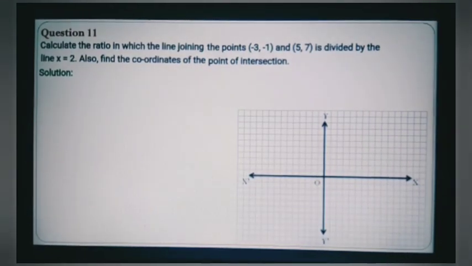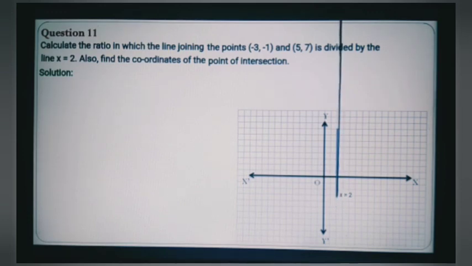So calculate the ratio in which the line joining these 2 points is divided by the line x equals to 2. So let me take a graph paper and let me draw the line x equals to 2. So x equals to 2 represents a line which is parallel to the y-axis and which is lying at a distance of 2, right? So this is x equals to 2. Here is x equals to 1. This is x equals to 2.